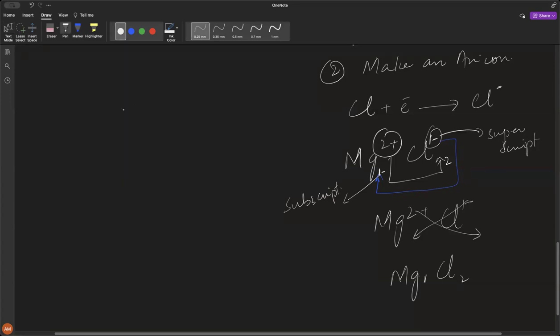Let's take another example. We had Mg, right? Sorry, NaCl. We had Na. Na is 1 plus, Cl is 1 negative. So this is going to come here and this is going to come here. So it becomes Na1 and Cl1. You don't need to write 1 and 1. If it's the same, you don't need to write it down. It's going to say NaCl. Make sense?